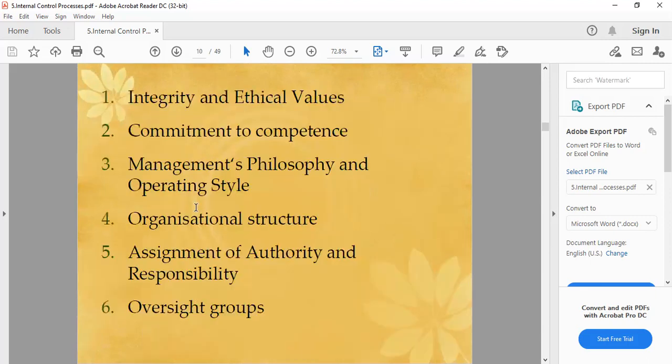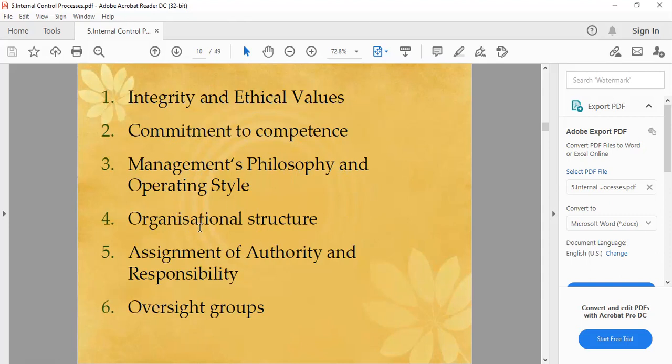Components of the control environment. We have the following items. We don't have to memorize them, but we just have to know them. Integrity and ethical values, so doing the right way about the things that we know are right, and we are committed to such. And in terms of competence, then the philosophy, what we believe in the organization, and when we put them in practice, the operating styles.